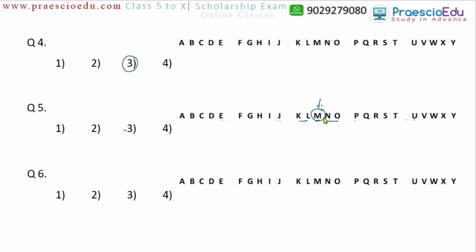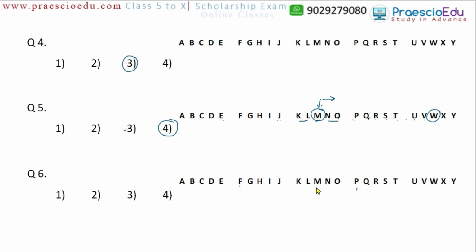Okay, now of the M, right toward the right, 10th: 1 2 3 4 5 6 7 8 9 and 10, so W comes, and W is mentioned in option number 4. Now in question number 6, in the alphabet, if the letters from F to P are written in reverse order, which letter will occur at the middle place?